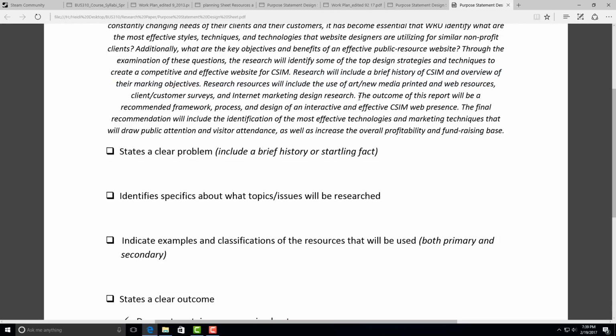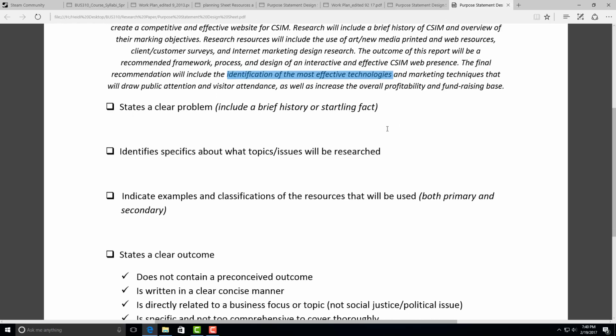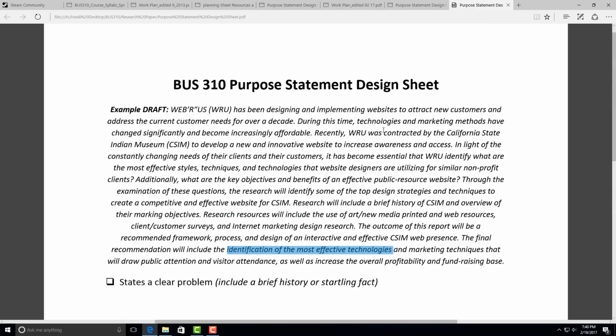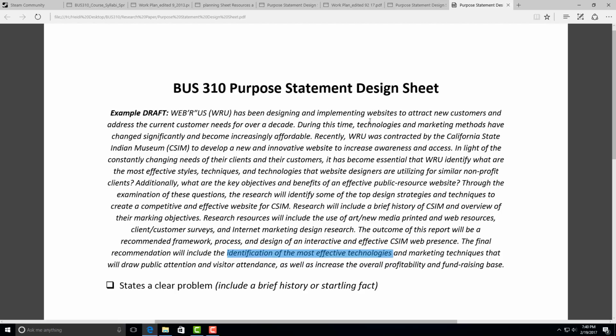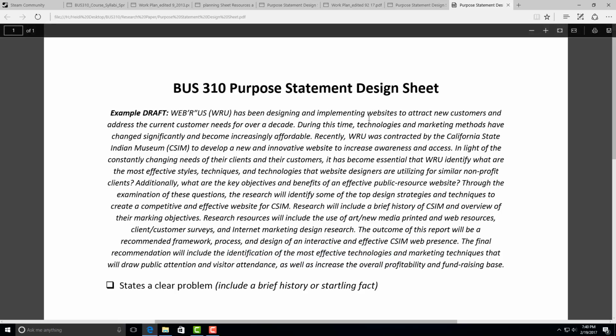Finally, the outcome. The outcome of this report will be a recommended framework, process, and design for the interactive and effective CSIM web presence. The final recommendation will include the identification of the most effective technologies. Notice here there's no specifics that are identified. We're keeping it broad in the purpose statement. Once you design a clear purpose statement, this will be submitted. Following the purpose statement, your next step will be the work plan.